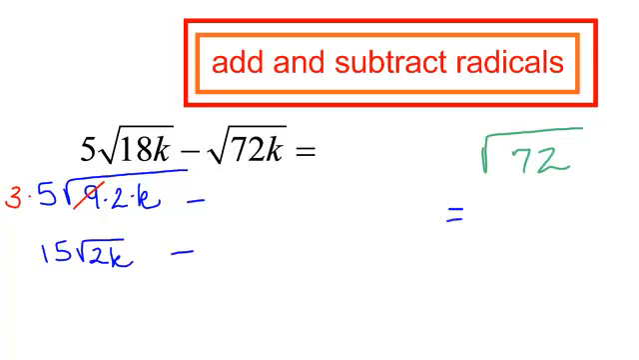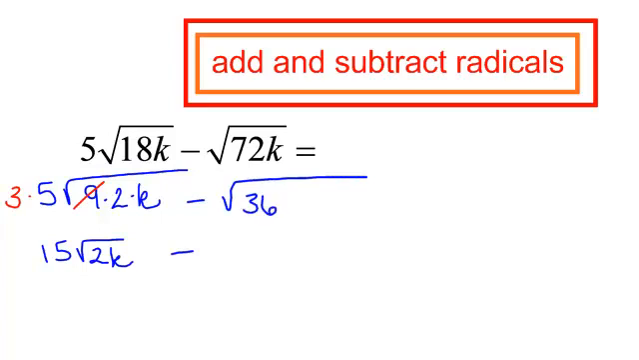When I take 72 and divide it by 2, I get 36. I am smiling about that because I instantly know 36 is perfect. And so I have decided that I am going to break 72 down into 36 times 2. Don't forget your K. 36 is perfect, and when it comes out, it is a perfect 6. So I will bring that 6 down. That'd be radical 2K.